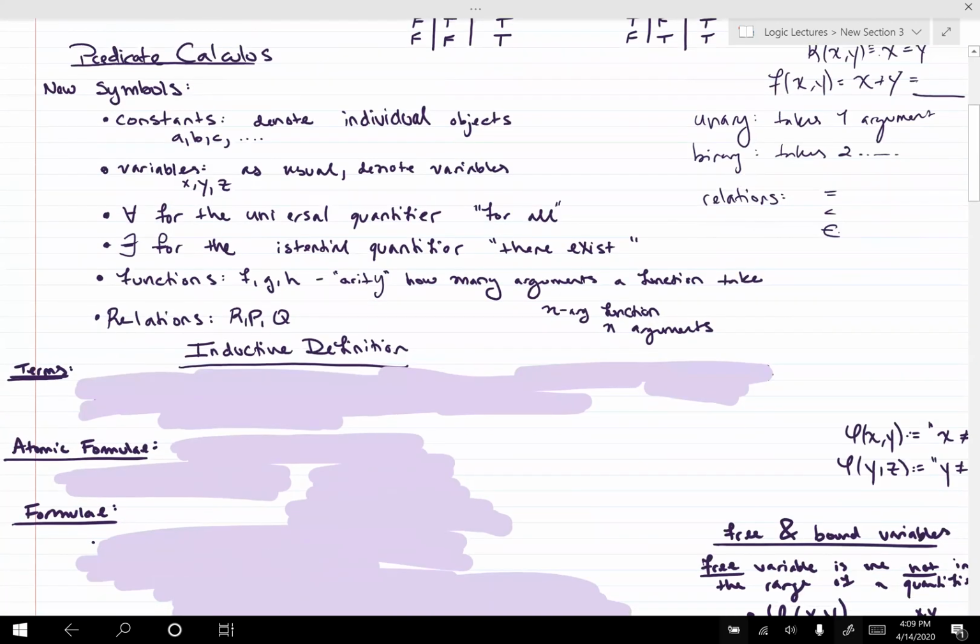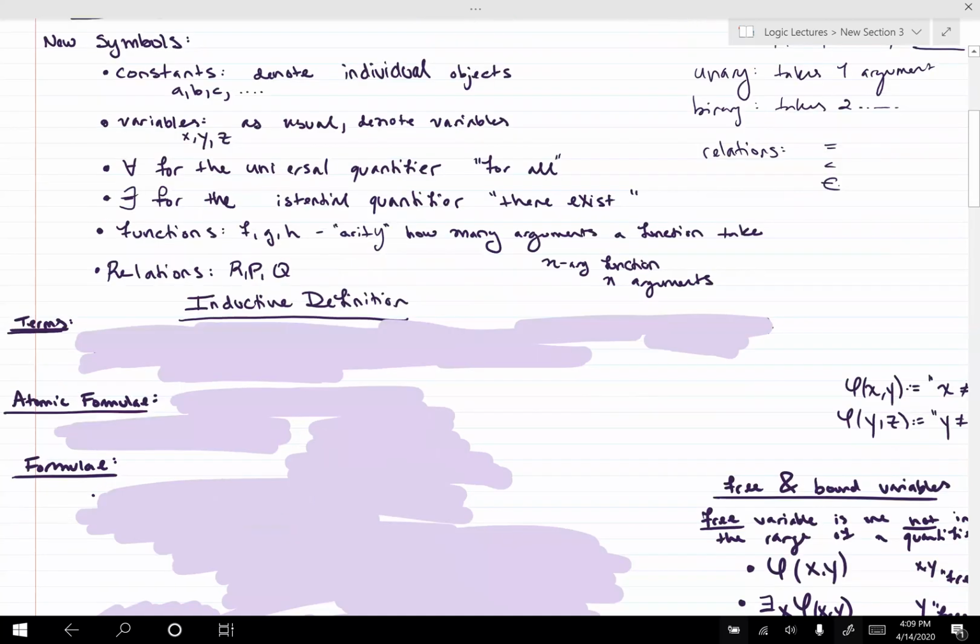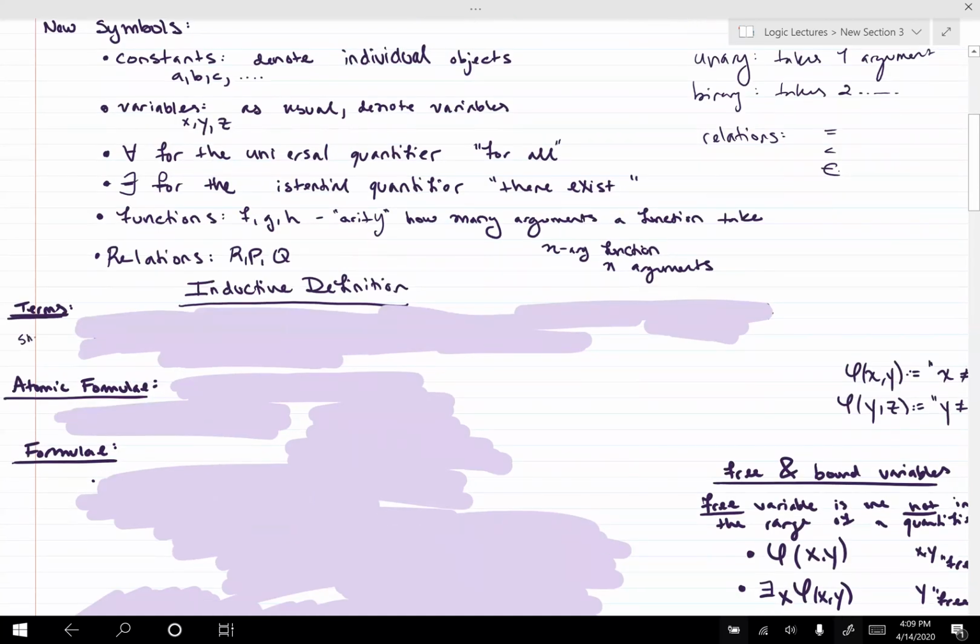Okay, now that we have all these new ways to denote specific objects, we can start building up logical statements and start asking logical questions. So we need to define terms, atomic formulas, and formulas. When I say inductive definition, I mean terms are the smallest logical objects. Then you can use terms to build up atomic formulas, and then atomic formulas to build up formulae. So first, terms.